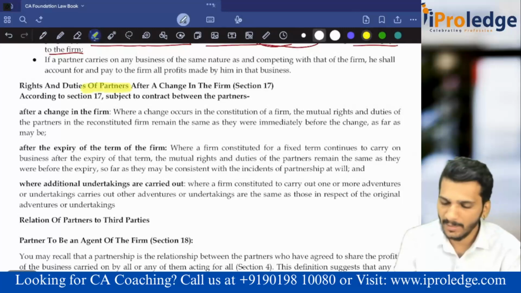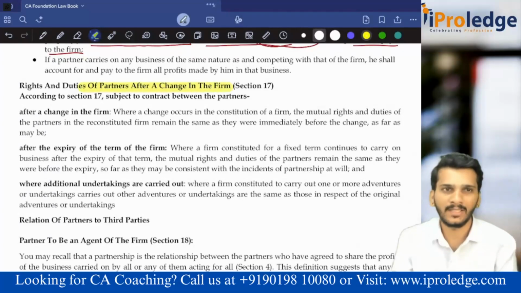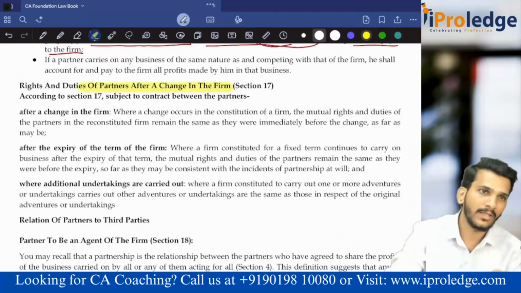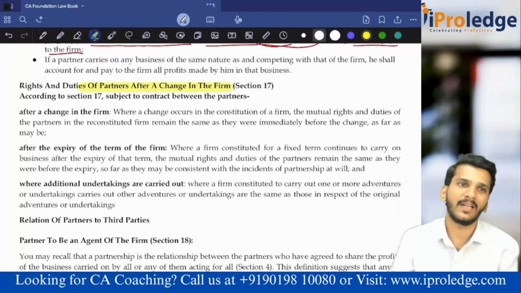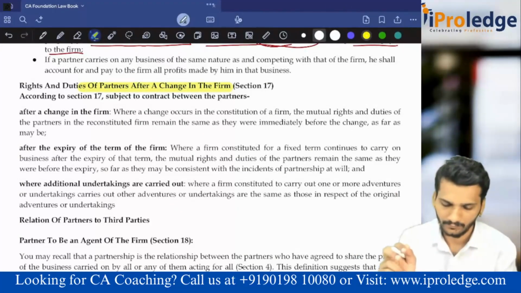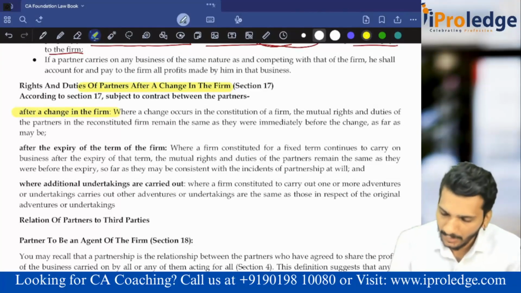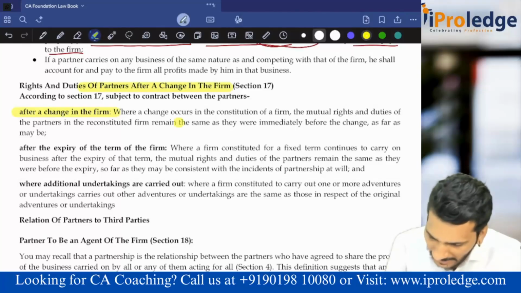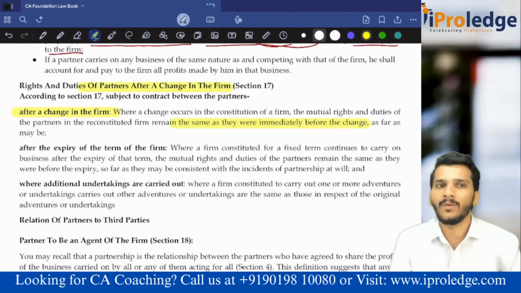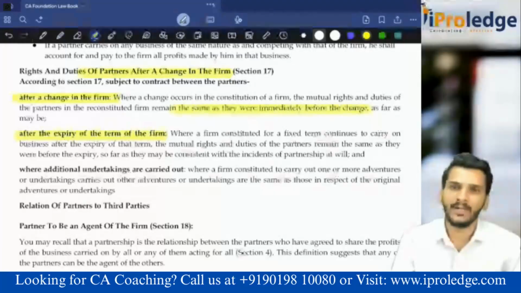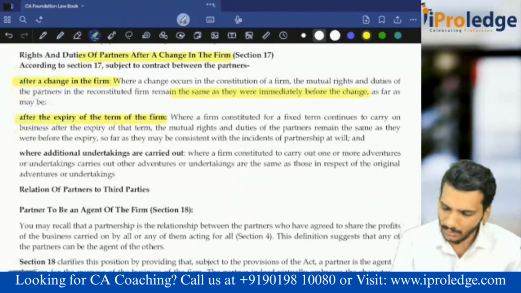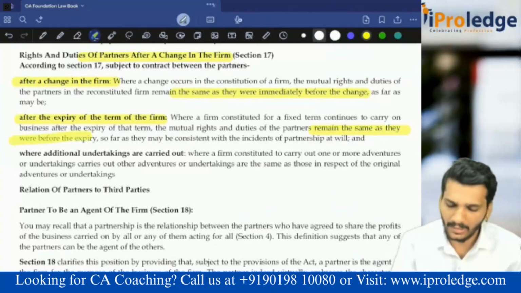And whenever there is a change in the partnership firm, the rights and liabilities of the partners are the same as they were before. The same rights and liabilities will continue afterwards, unless there is an agreement. Whenever there is a change in the firm, it is same as they were immediately before the change. Whatever rights are there, the same rights. Whatever the liabilities are there, the same liabilities. After the expiry of the term for the firm, if a fixed period partnership is over and they continue to do the business, then it becomes partnership at will. Then also it remains the same as it was before the expiry.